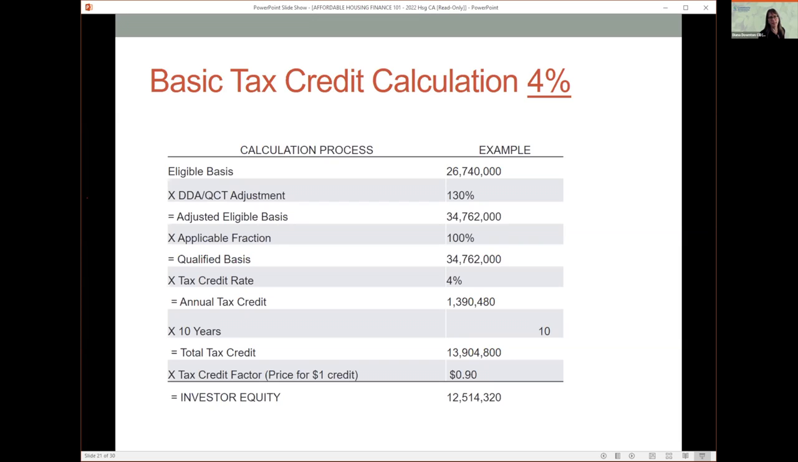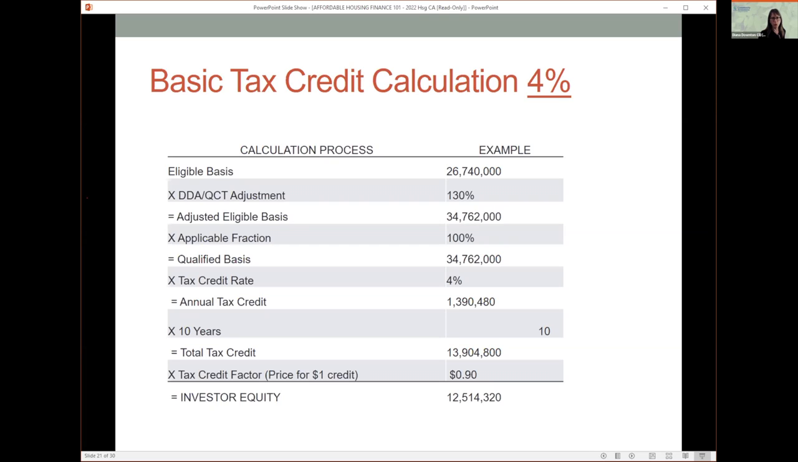You multiply that by the applicable fraction. What that means is that's just how much of your property is eligible for tax credits. So as long as all of your units are restricted below 80% of AMI, you should be able to get tax credits on all your units, and you would be a 100% tax credit property. So that's what we see most people doing, are 100% affordable properties.